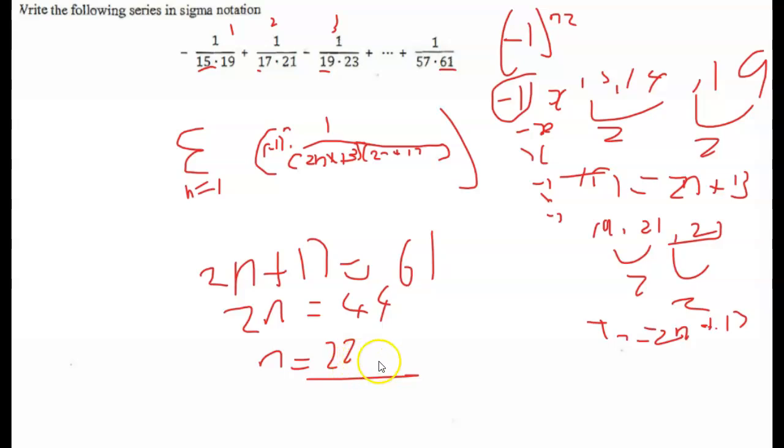Once again, you can retest this. Put 22 in this and see if you get 57. 22 times 2 is 44, 44 plus 3 is 47. No, that's wrong. Let me review this quickly. Oh no, wait, I'm sorry, I'm right. This is not 2n plus 3, it's 2n plus 13. There's a 1 here. So 2 times 22 is 44, 44 plus 13 is 57. So this answer is correct.